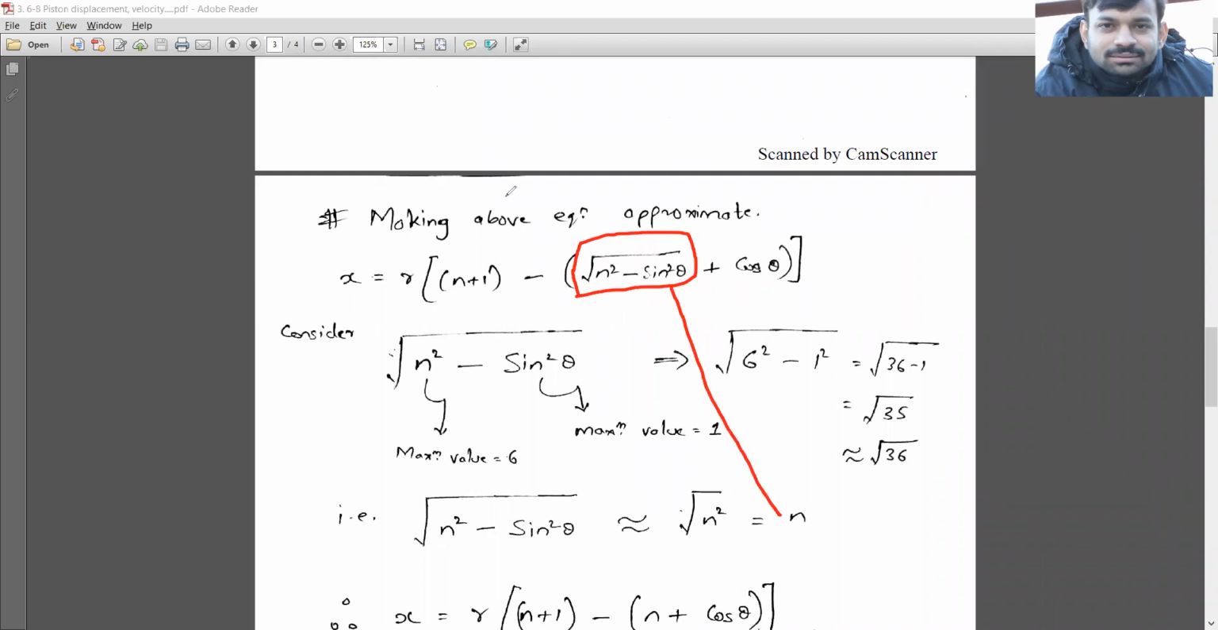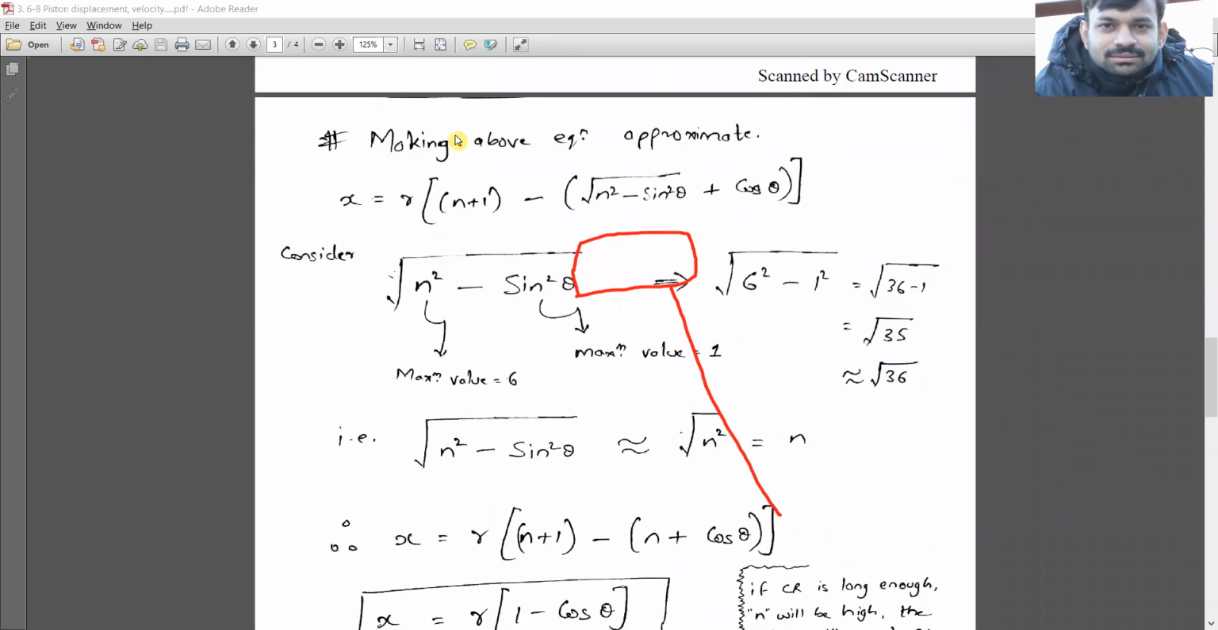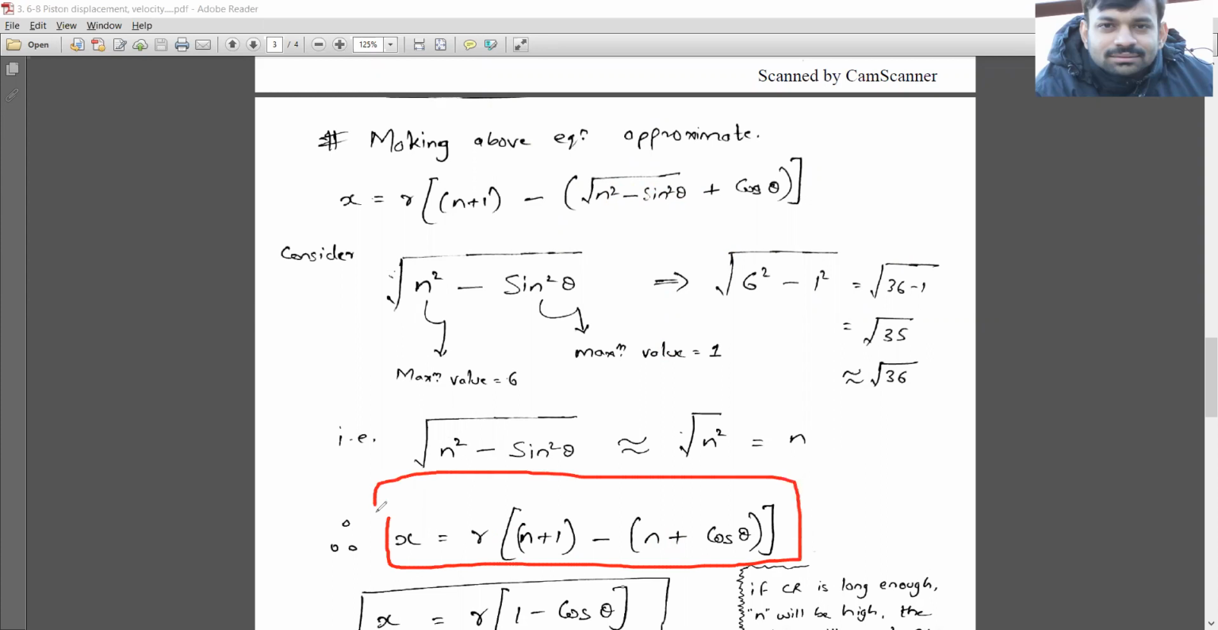All right, so this big equation is reduced to x equals r times (n plus 1 minus n) plus cos theta. Under root n square minus sin square theta is replaced by n. So it becomes n plus cos theta. So we can use this equation also to determine the displacement of the crank. I hope this is clear to you.